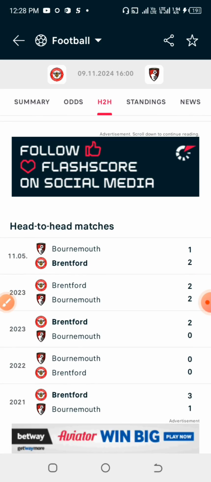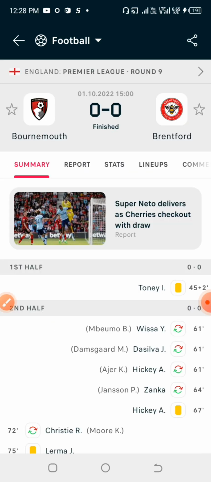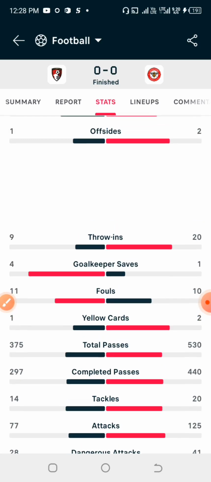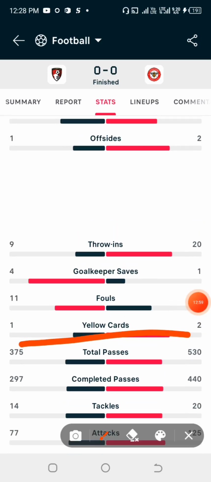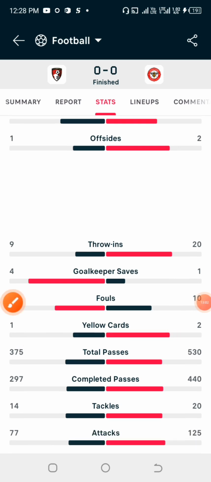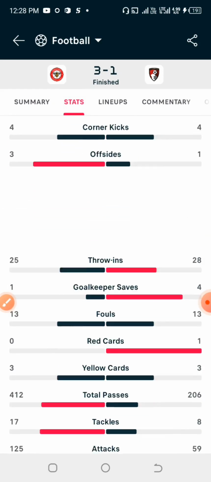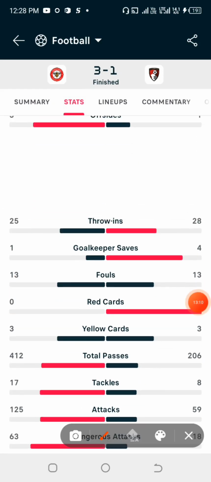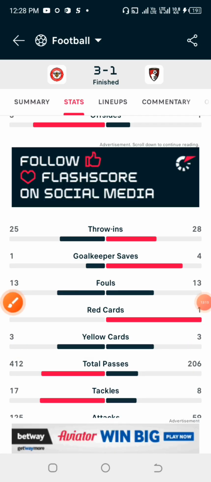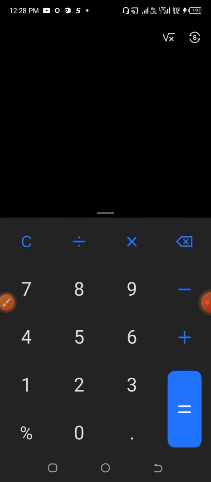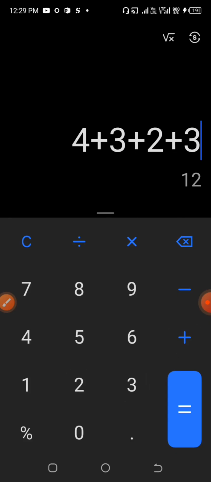Alright, let's check the fourth game. Okay, this game ended 0-0. And looking at the yellow cards there, they had just 3 yellow cards here also. And checking the last game, let's look at it. So they had 6 yellow cards in this particular game. Alright, so adding all these figures together, let us quickly do this. So we have 4 plus 3.